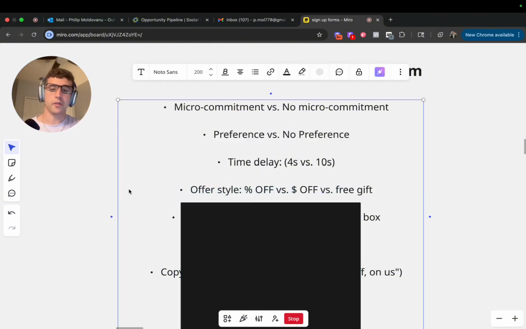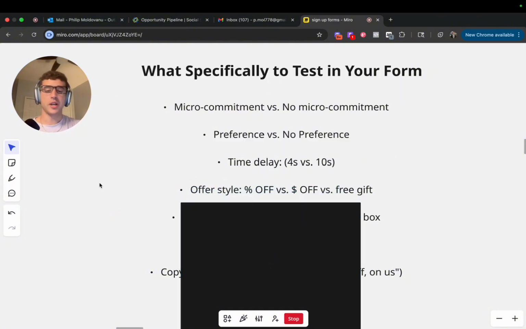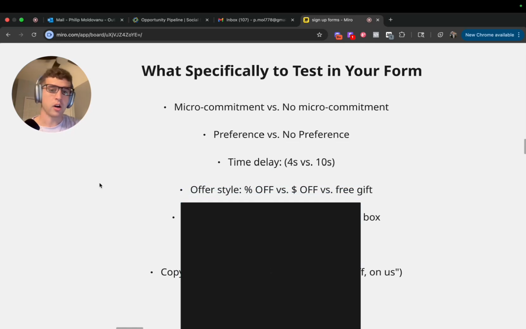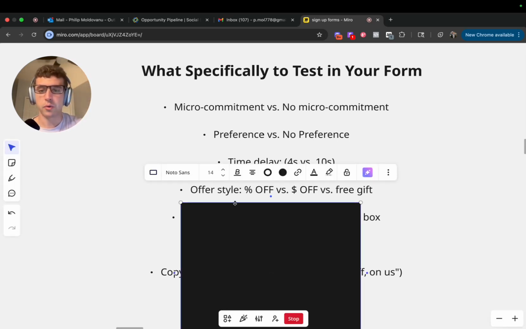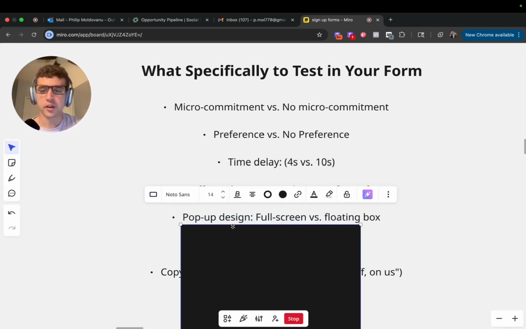Also, the offer style. So are you giving a percentage off? Are you giving $1 off? Are you giving a free gift? Are you giving an enter to win raffle, right? A million things you could do there, but test these things into oblivion because a lot of times you can double a form just by changing the offer. So make sure you're testing that, right? Pretty straightforward there.